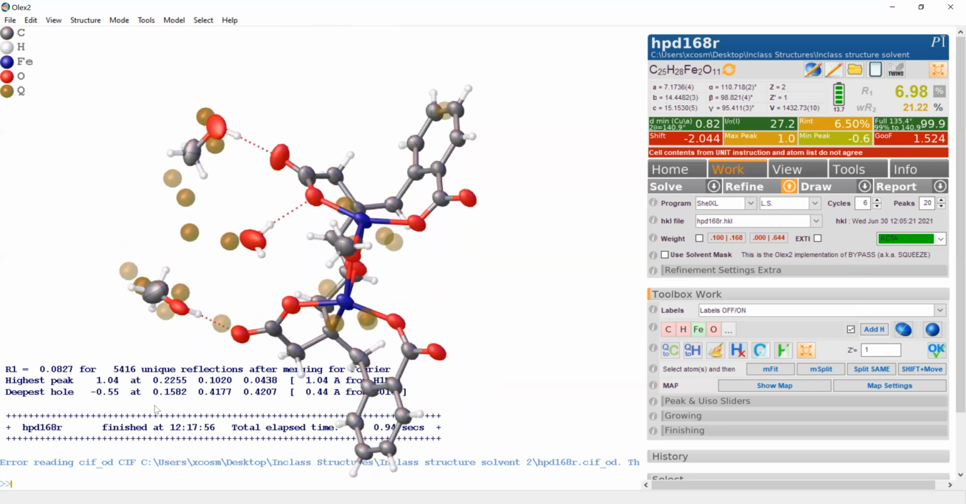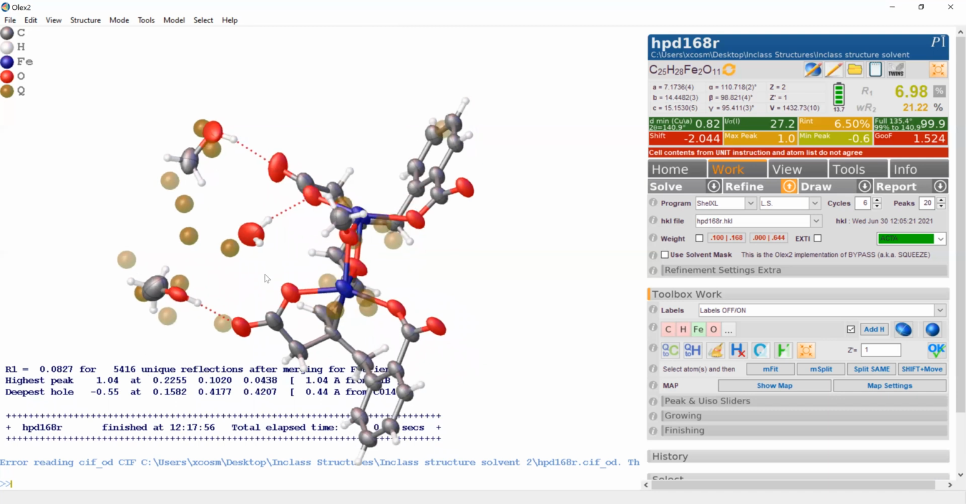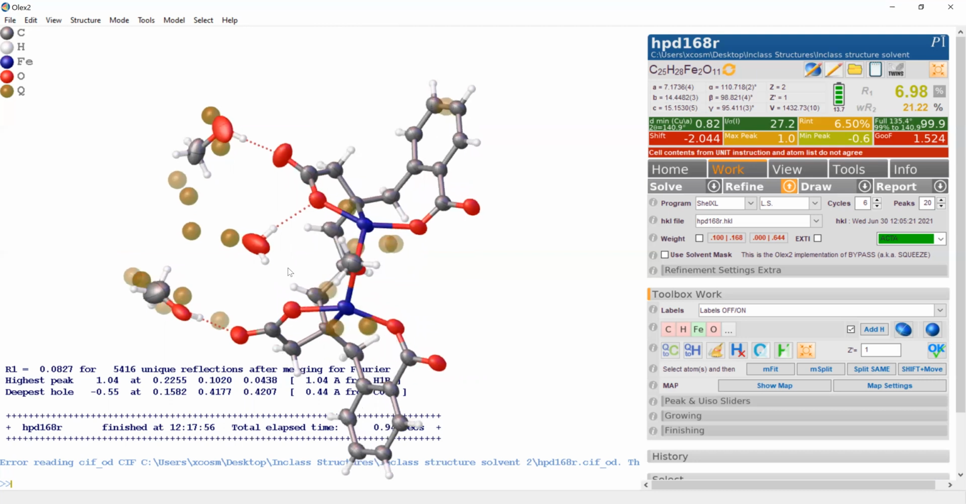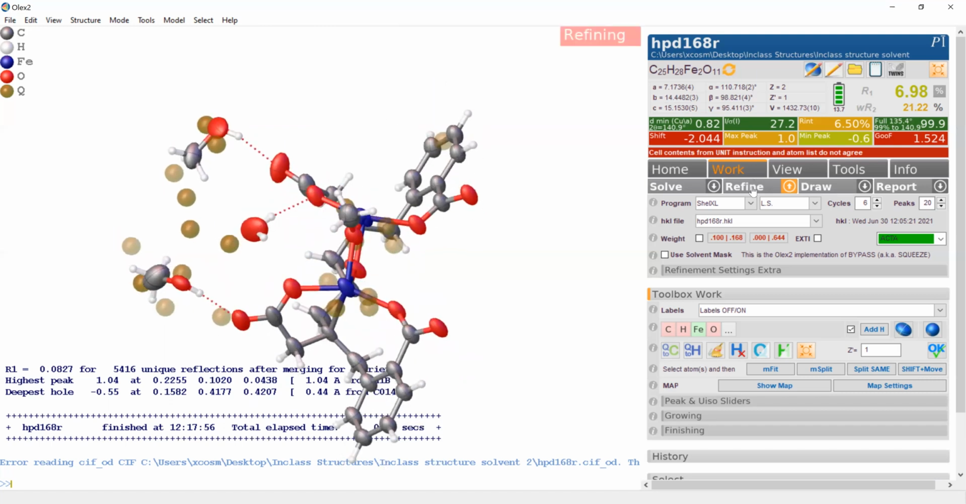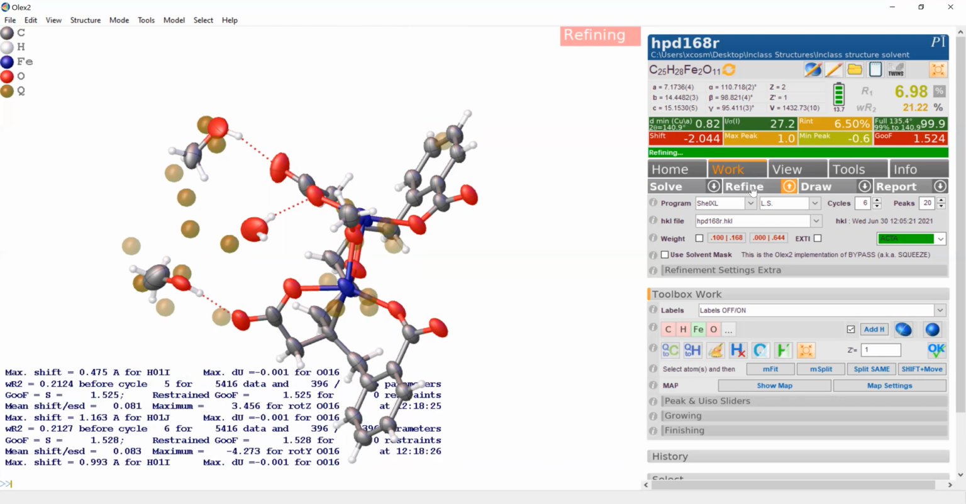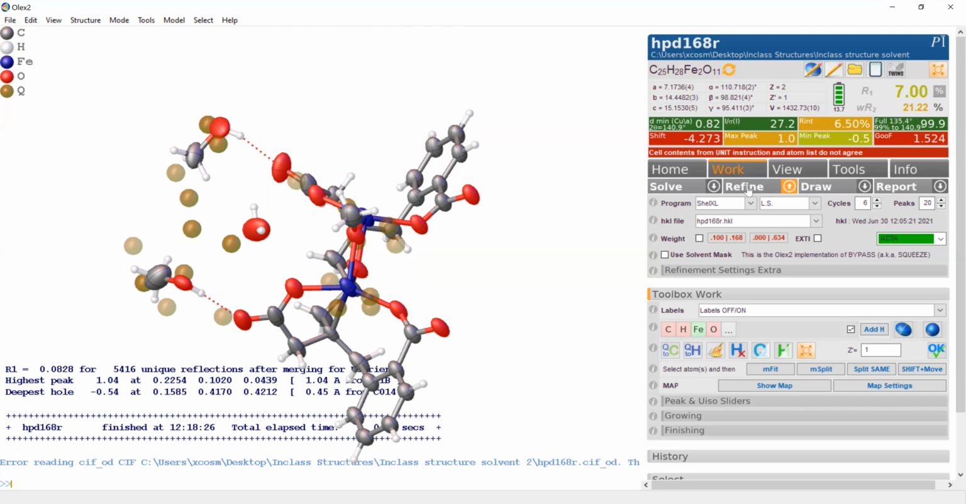Shown here. So it looks pretty good. So these methanol molecules hydrogen bond to the carboxylate groups. This water molecule hydrogen bonds as well. Refine one more time. So obviously the hydrogens on this water molecule are not being cooperative because you see our shift parameter is not convergent.